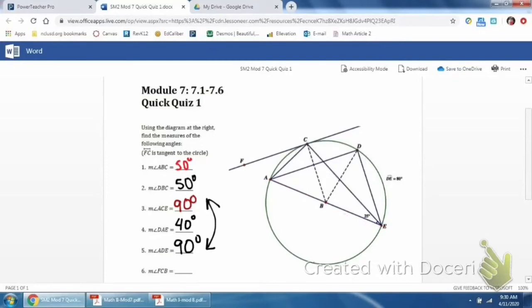Okay, number 6 now. 6 is asking for FCB. This is where we're going to have to use the tangent stuff. We're given here that FC is tangent to the circle. Tangent, mathematically, in Mathlish, means that it intersects the circle at exactly one point. In this case, the one point is C. We call that the point of tangency.